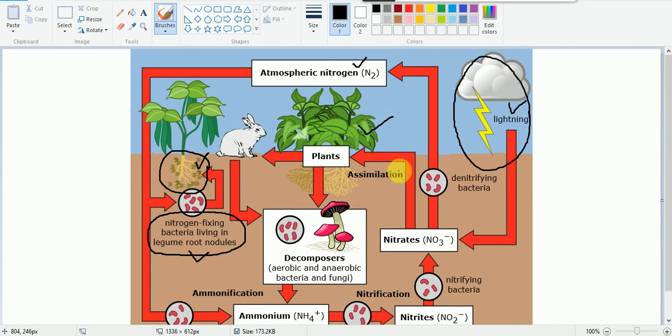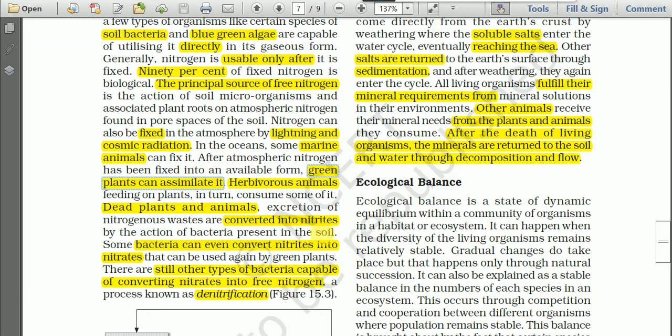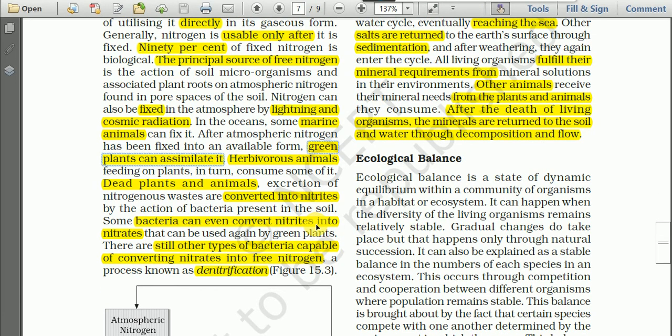Plants assimilate it. Assimilation means absorption or ingestion. The nitrogen is ingested, absorbed by the plants after fixing by the bacteria and the lightning process.